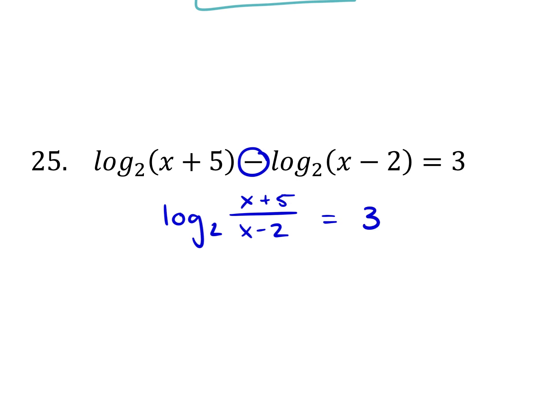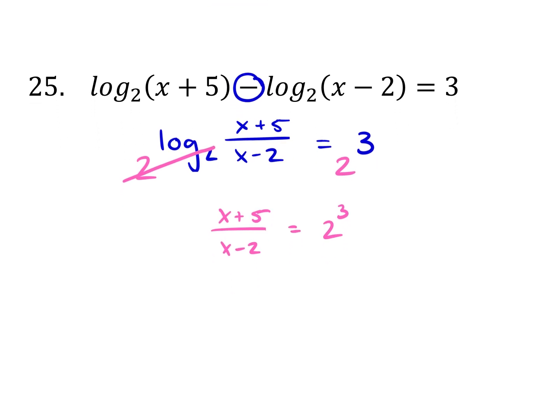Now how do I get rid of the log? Make the big base 2. So 2 to the power of log base 2 will cancel. We're left with x plus 5 over x minus 2 equals 2 to the power of 3. What's 2 to the power of 3? 8. So I'll change that to 8.